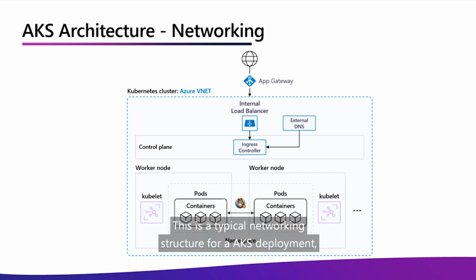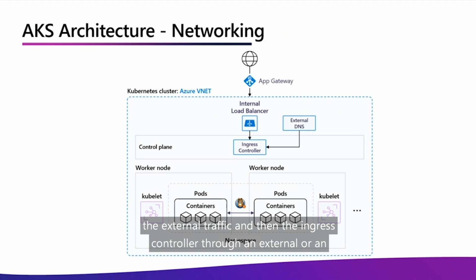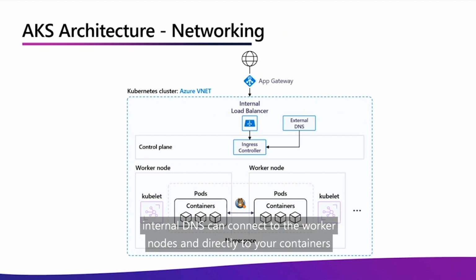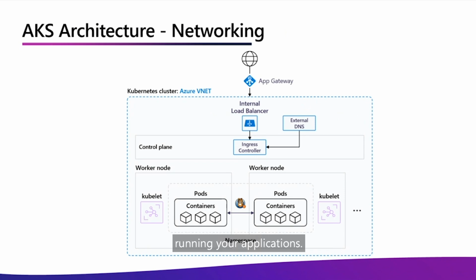This is a typical networking structure for AKS deployment, especially if it's, like in our case, exposed to the world. Remember that we are working on an e-commerce application. So you probably have some sort of ingress controller, and in front of that, you will have your security. So in this case, we have an application gateway to secure all the calls from the external traffic. And then the ingress controller, through an external or an internal DNS, can connect to the worker nodes and directly to your containers running your applications.